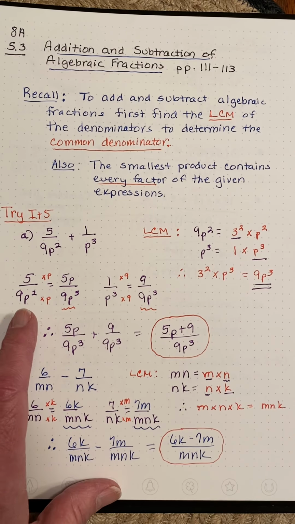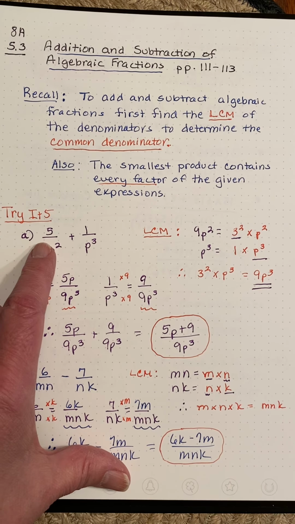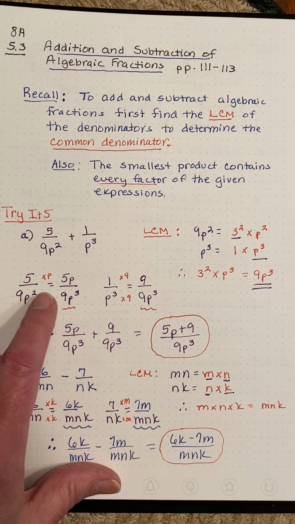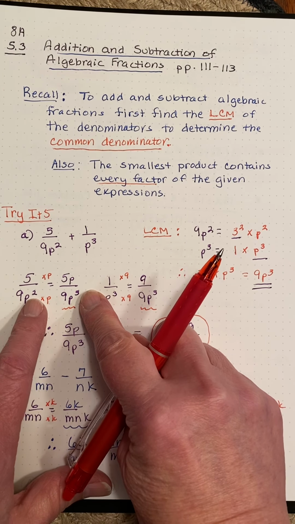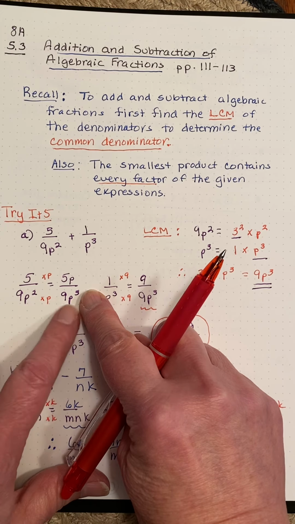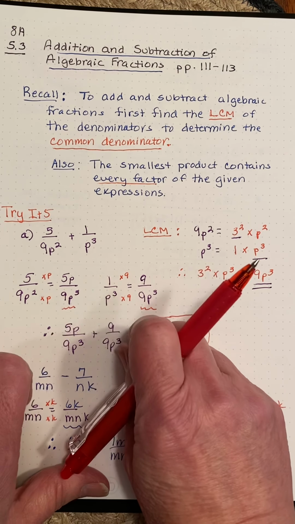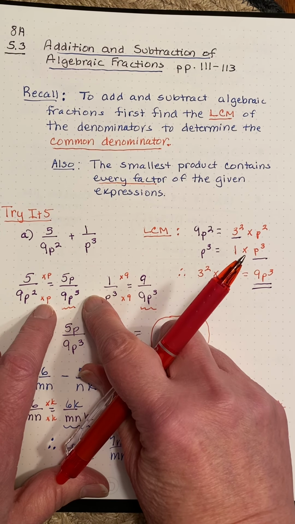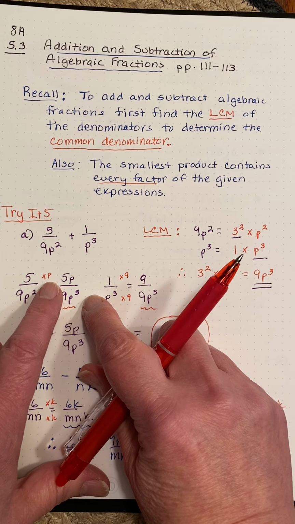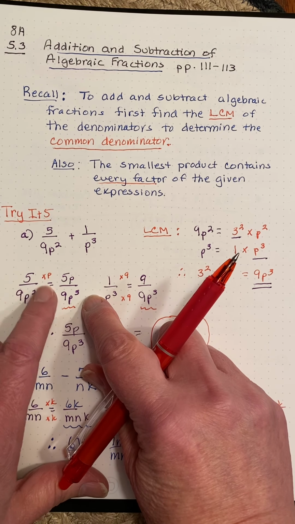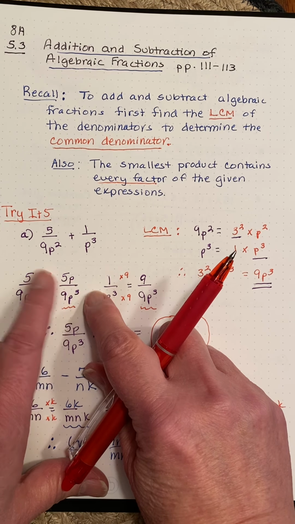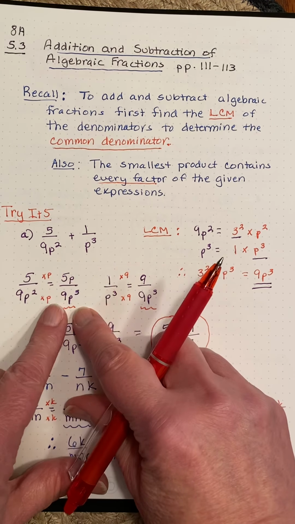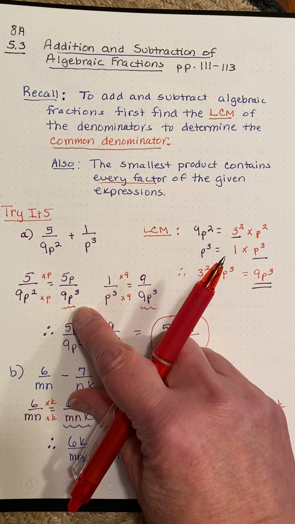Now I need to convert them. So I take 5 over 9p to the second to get to 9p to the third. To get from p to the second to a higher exponent, I simply multiply it by another p. So if I do it there, I do it here. So if I do it here, I get 9p to the third. Up here, 5 times p is 5p. So here's my equivalent fraction to my first value.